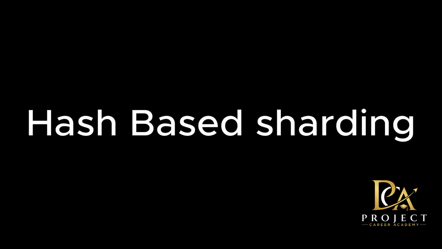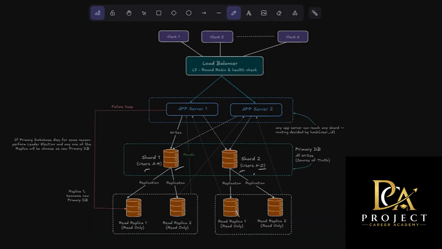We also have hash-based sharding. So instead of using a range, what we do is we calculate a hash. For example, if we have a user ID, we can use the user ID modulus the number of shards, and that will give us the shard number.